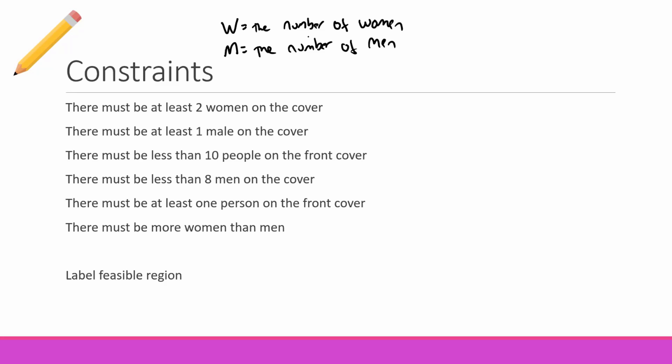Now we've got some basic constraints here. Obviously you can't have negative women, so W must be greater than or equal to 0 and M must be greater than or equal to 0. You can't have negative men either. You could definitely make some bad jokes at this point about what a negative man is or what a negative woman is.